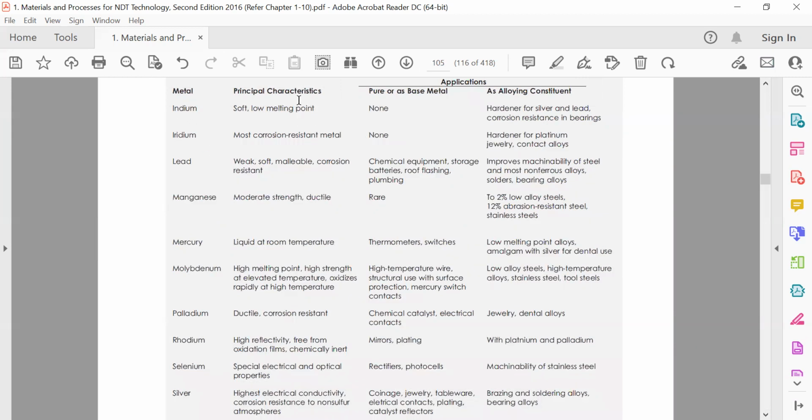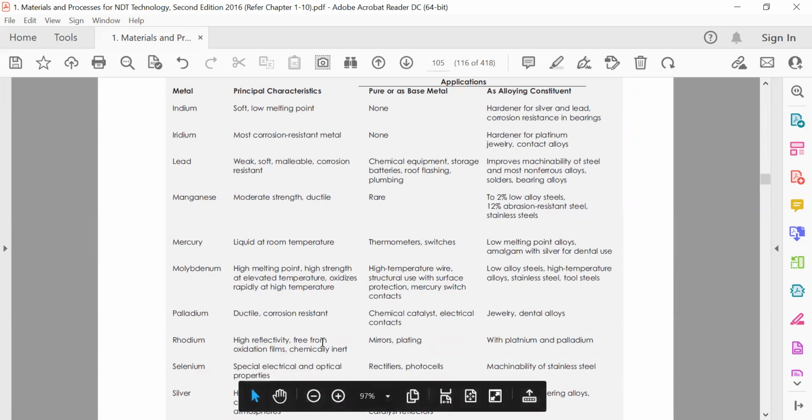Indium, soft, low melting point. Iridium, most corrosion resistant metal. Lead, weak, soft, malleable, corrosion resistant. Manganese, moderate strength, ductile. Mercury, liquid at room temperature. Molybdenum, high melting point, high strength at elevated temperature, oxidizes rapidly. Palladium, ductile, corrosion resistance. Rhodium, relatively free from oxidation films, chemically inert.